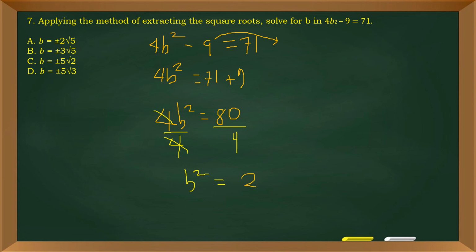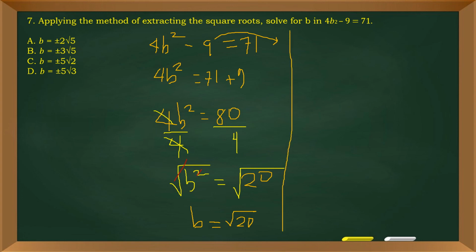Secondary natin. 20. Now, applying the square root property, so extract the square root of both sides. And we can cancel out the square root sign and the square. So b, oops, dapat kulay yellow. Mas obvious. B is square root of 20. But 20 is not a perfect square. So it doesn't have an integral square root.